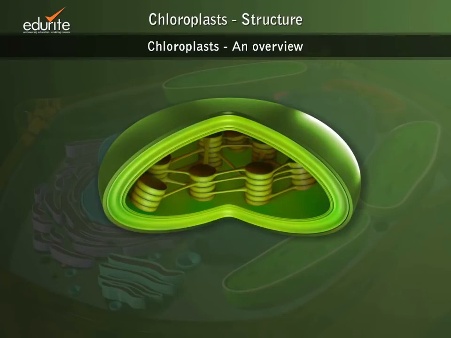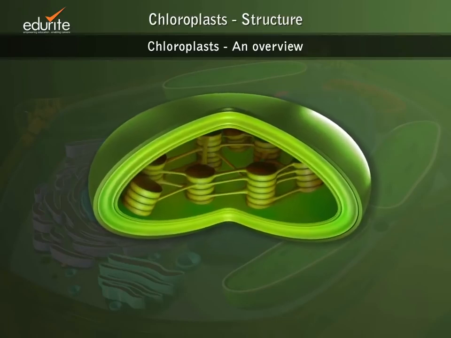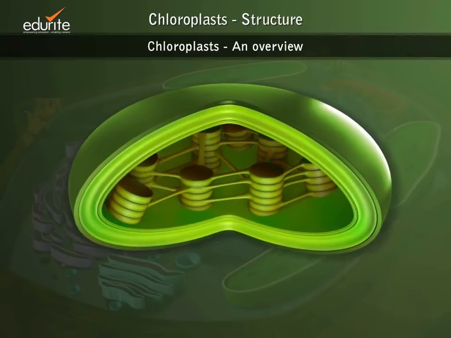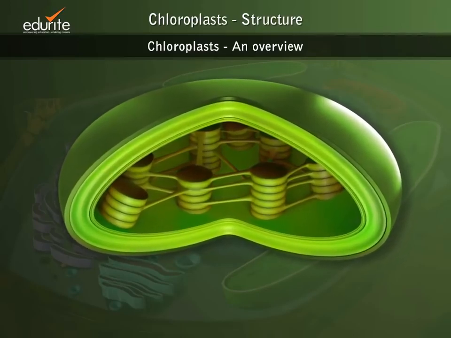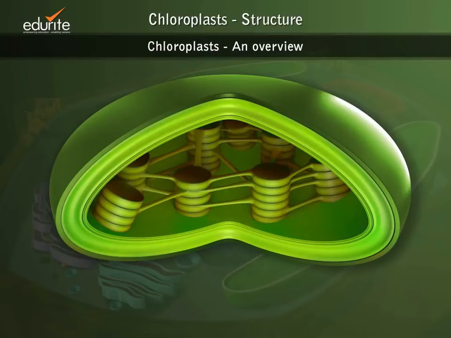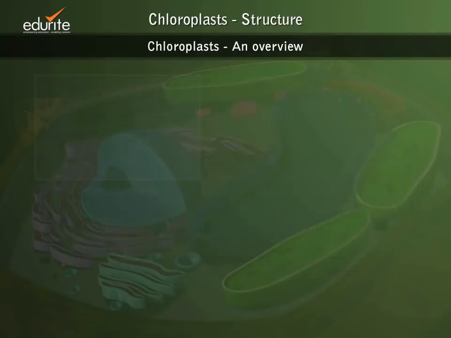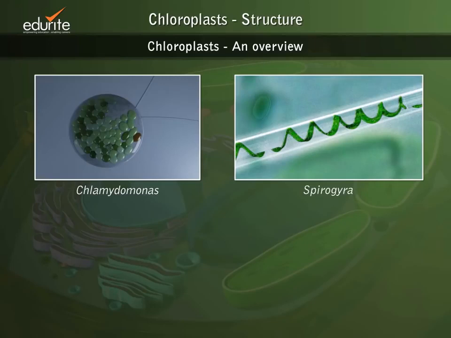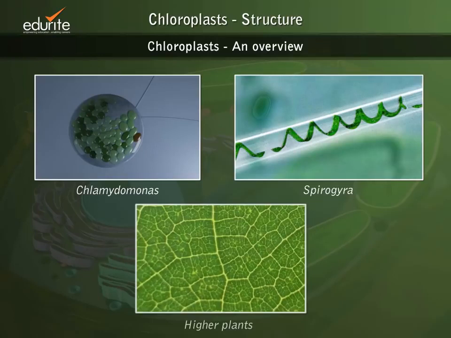Chloroplasts are membrane-bound organelles that act as the main centers for photosynthesis. The number of chloroplasts varies widely in different plants. For example, in green algae like Chlamydomonas and Spirogyra, the number of chloroplasts present in each cell remains constant. In higher plants, the number of chloroplasts varies from cell to cell. Each cell may have 30 to 200 chloroplasts.